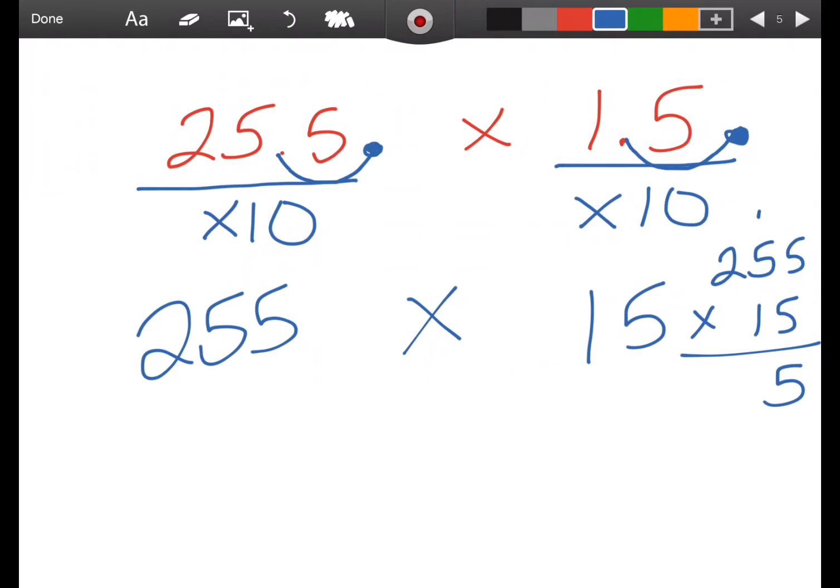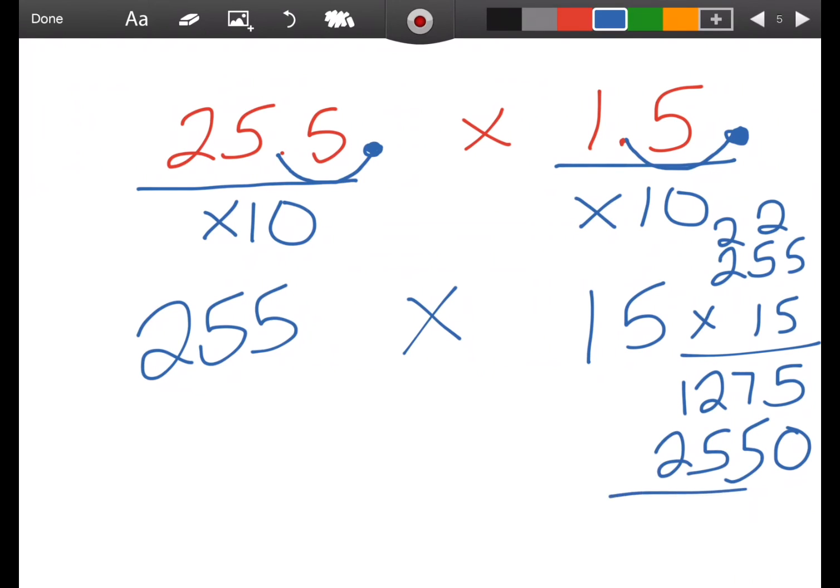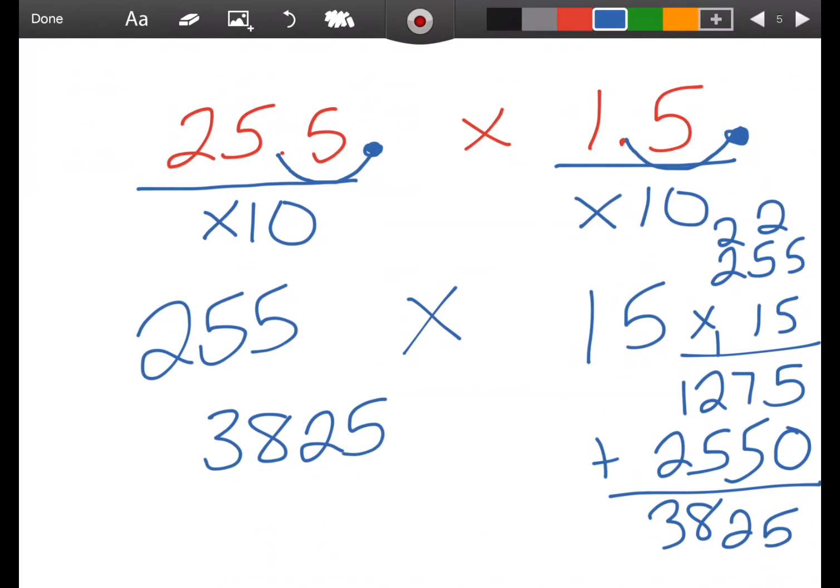5 times 5 is 25. 5 times 5 is 25 plus 2 is 27. 5 times 2 is 10 plus 2 is 12. Put my 0 down because I'm heading to the 10s. 1 times 5 is 5. 1 times 5 is 5. And 1 times 2 is 2. Add those together. We get 3,825. Now keep in mind that I changed the problem in the beginning.